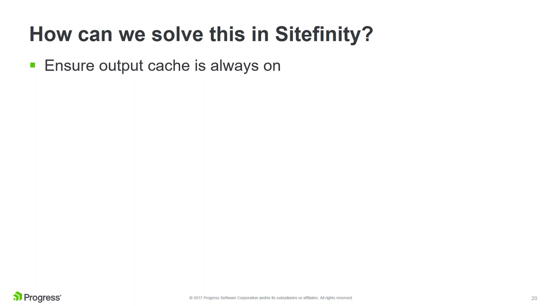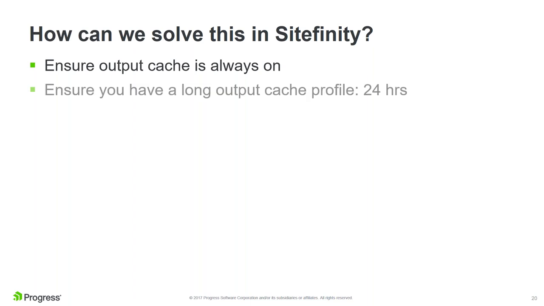So just always try and code around turning that output cache off as a first resort, and only turn it off on a per page basis as a last resort if you can't code your way around it. Ensure you have a long output cache profile. 24 hours was what I usually set. There's no real reason to have much less than that.